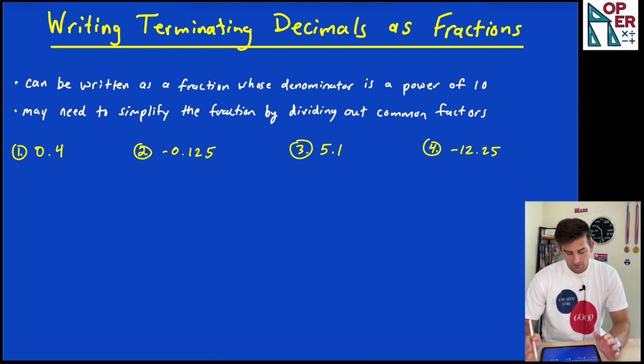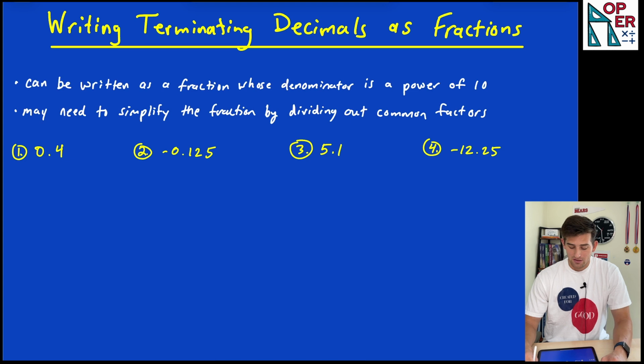A terminating decimal can be written as a fraction whose denominator is a power of 10. Because if our decimal terminates, it's going to end in the tenths, hundredths, thousandths, and so on decimal place, which means we can make the decimal the numerator over 10, 100, 1000, and so on. When we do this, we may need to simplify the fraction by dividing out common factors. So let's jump right in.